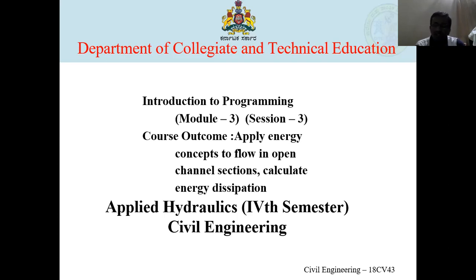And also we have derived the relationship between y1, y2 and F1. And we derive the equation for the height of the jump. Height of the jump is y2 minus y1, as well as the length of the jump. Length of the jump is usually 5 to 7 times, usually taken as 6 times, the height of the jump.